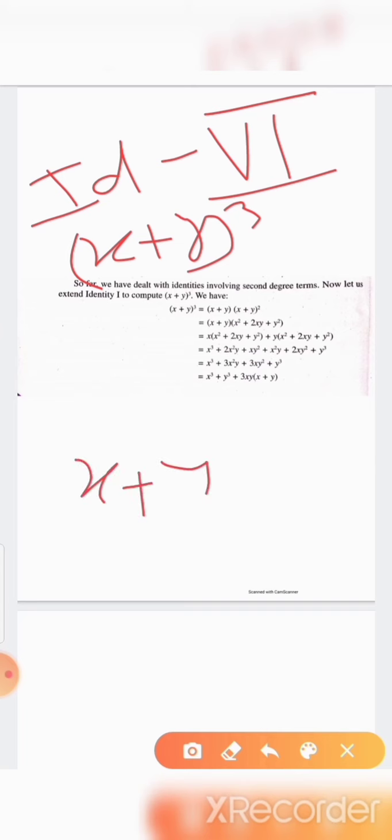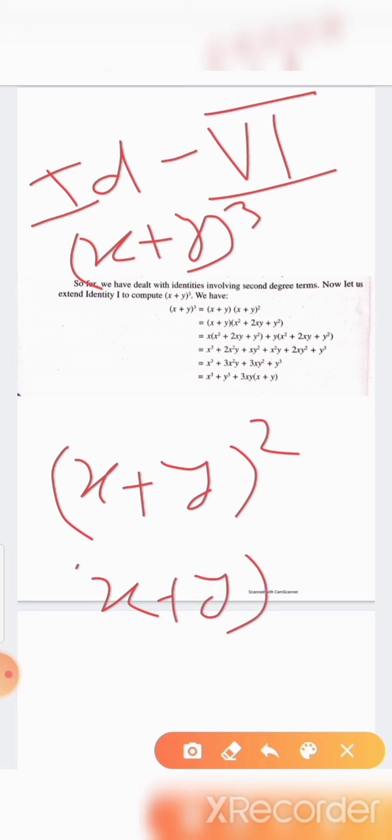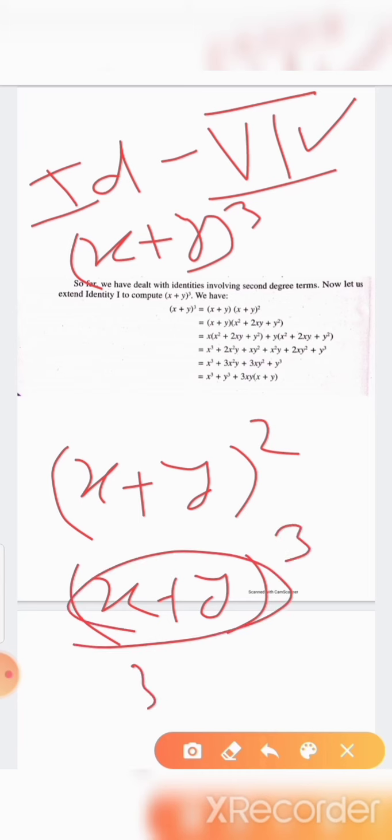Next we find identity number 6. Identity number 6 means x plus y whole cube. We have derived x plus y whole cube. In identity number 1 we find x plus y whole square, which means two times multiplication of the bracket x plus y. In identity number 6 we have to multiply x plus y three times. How many times? Three times.